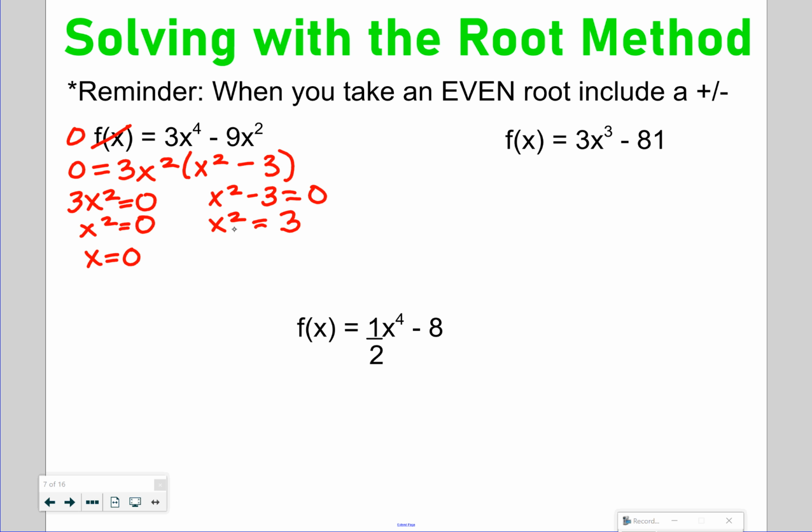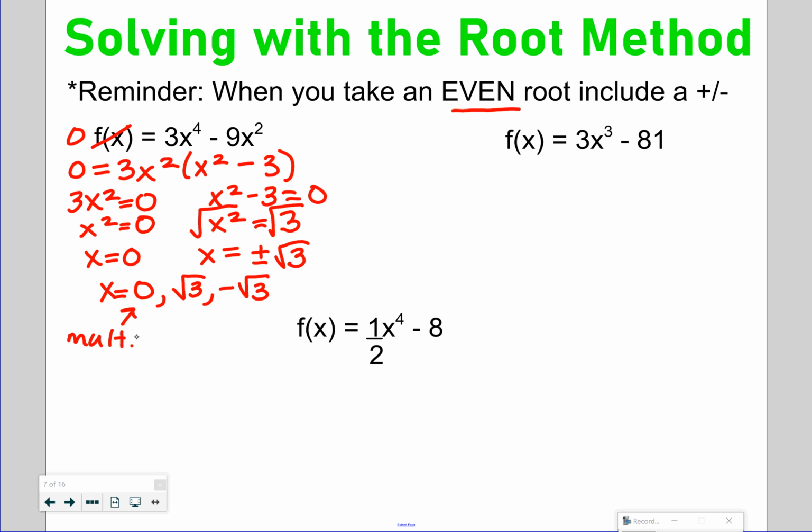And then because I have a squared, a power of 2, I'm going to take the square root of both sides. If you are taking an even root, so a square root, a fourth root, a sixth root, an eighth root, any even root, we're going to include a plus or minus in front of our answer when we take that root. So plus and minus, square root 3 does not simplify that radical, so we're just going to leave it square root 3. So our answers are 0, positive square root 3, and negative square root 3. And again, just make a note, 0 has a multiplicity of 2 because that x was squared.